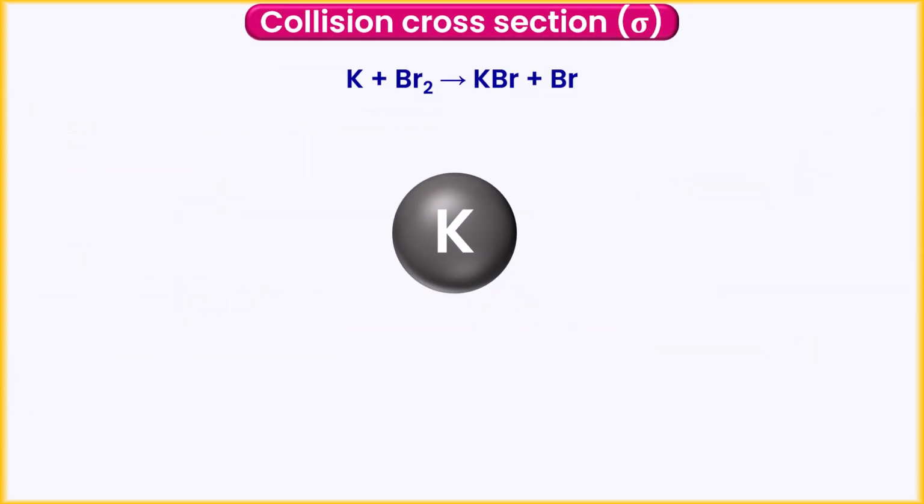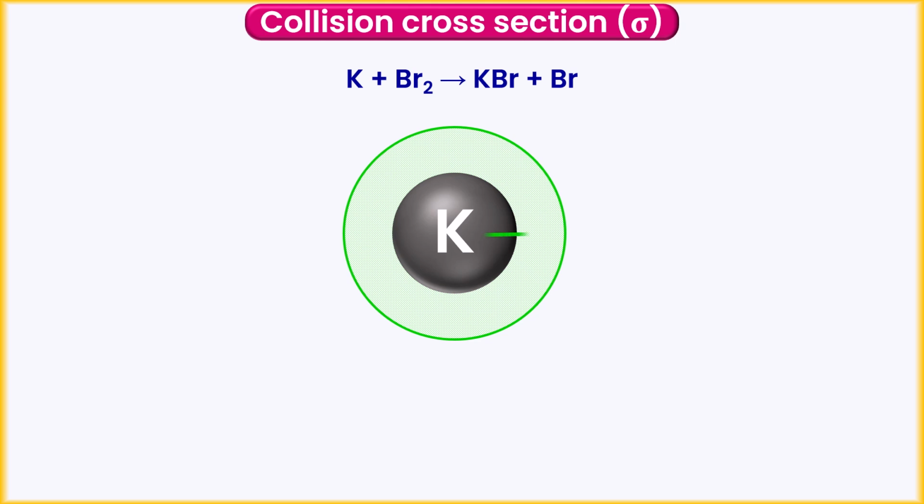Now let us understand the concept of collision cross-section and how it influences the rate of a reaction. Consider the reaction between potassium and bromine. For a collision to occur, the potassium atom must approach sufficiently close to the bromine molecule. More specifically, the center of one of the bromine atoms must come within a certain critical distance from the center of the potassium atom. As illustrated on the screen, the green circle represents the collision cross-section.